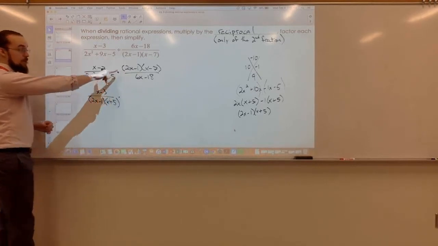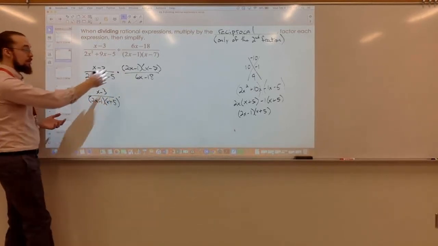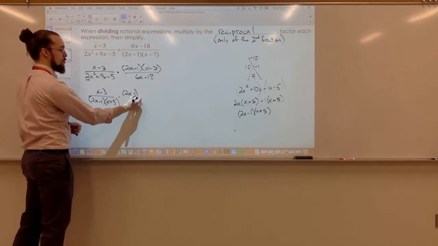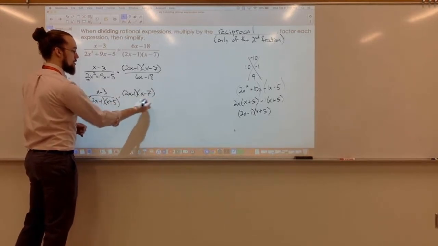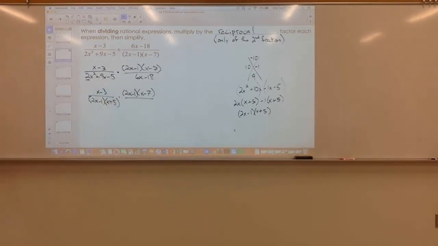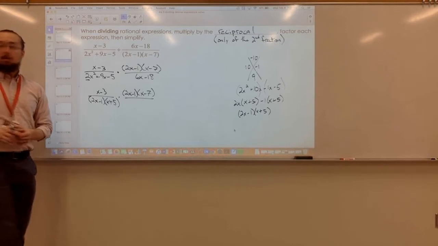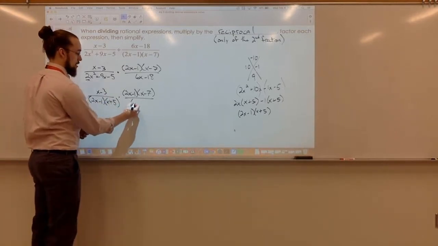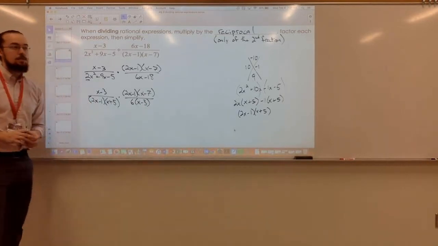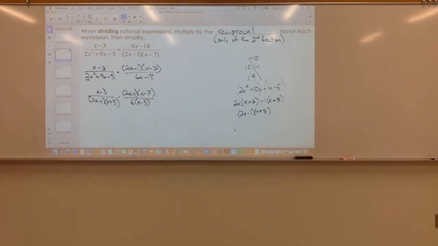Now, this was actually already factored for me, right? The numerator in my second fraction here, so I'll leave that as 2x minus 1 times x minus 7. What about my denominator here? Can I do anything with 6x minus 18? Yes. What can I do? You can take out a 6, and it would be x minus 3. Exactly. I can take out a 6, and I would just be left with x minus 3.